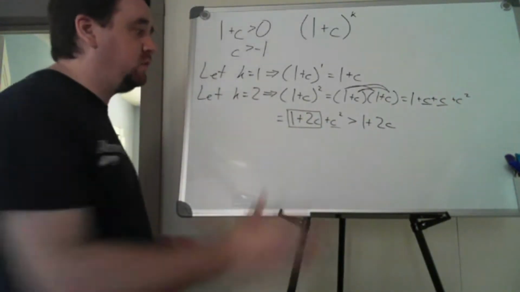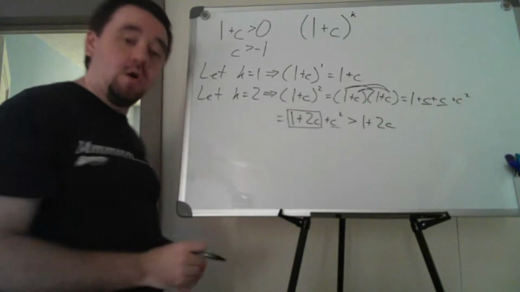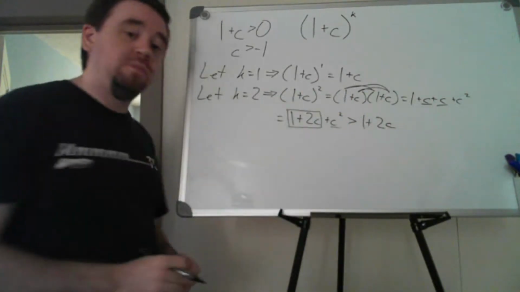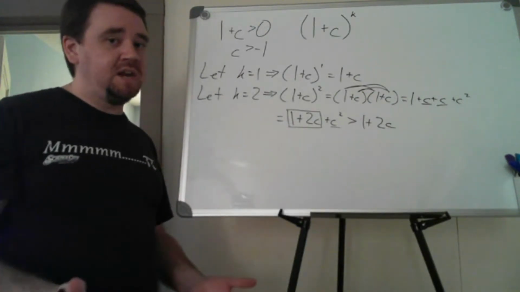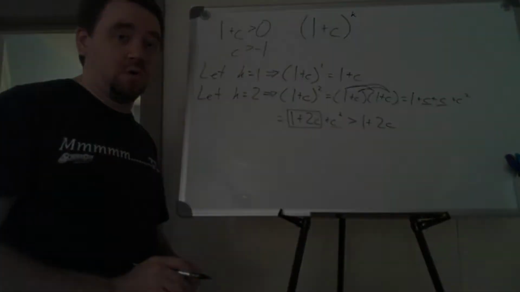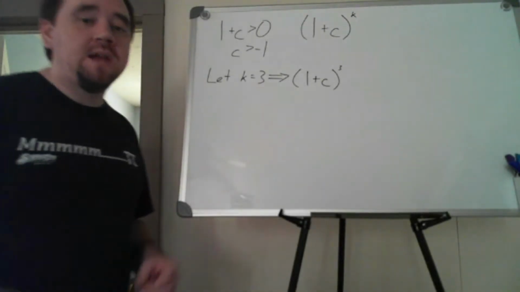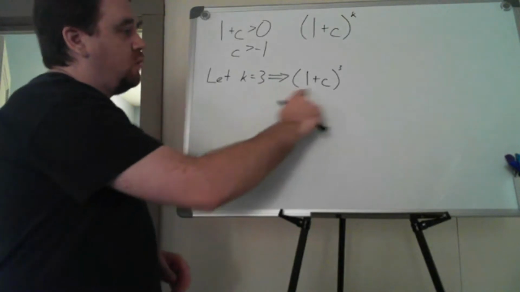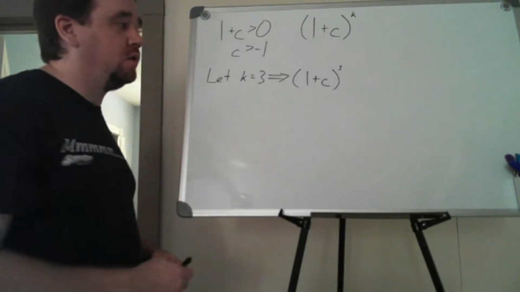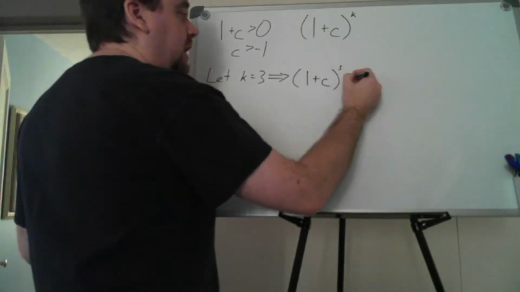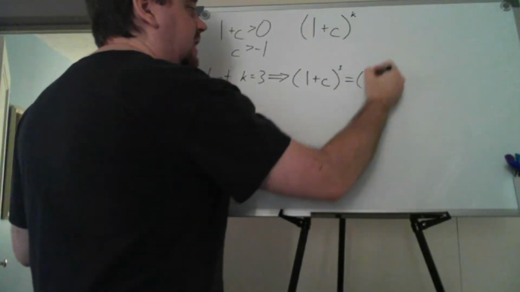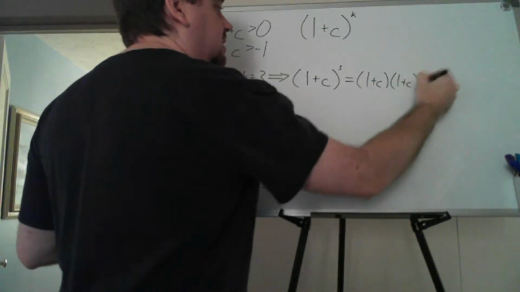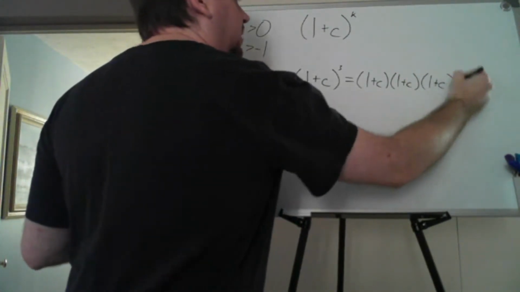So what I started with was 1 plus c to the power of 2, and I've shown that it must be greater than 1 plus 2c. Okay, does that mean anything? Well, let's explore one more. Now I'm going to let k equal 3 and see what happens. So here I have 1 plus c to the power of 3, and if I were to expand that out, I would write that as 1 plus c times 1 plus c times 1 plus c.